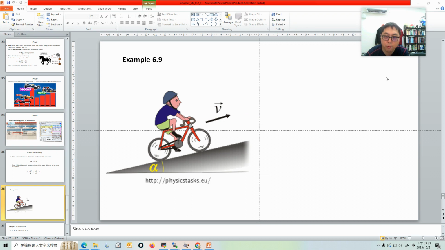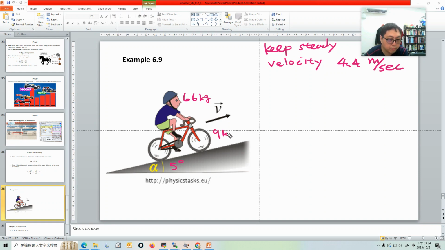Sorry, it's 5 degrees. The person is biking on the surface and wants to keep a steady velocity. That's the key: keep the steady velocity. The magnitude of the velocity is 4.4 meters per second. The person is 66 kilograms, and the bike is 9 kilograms.